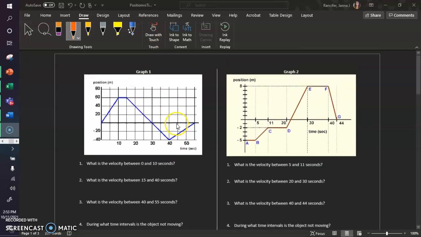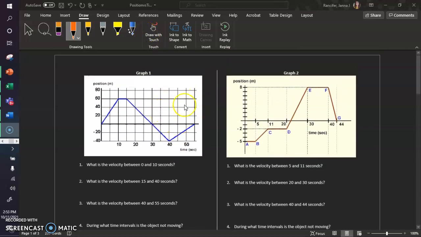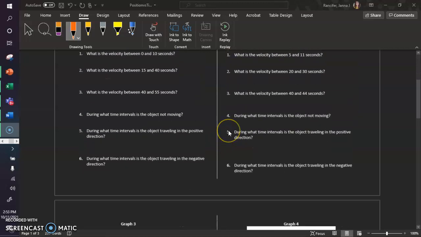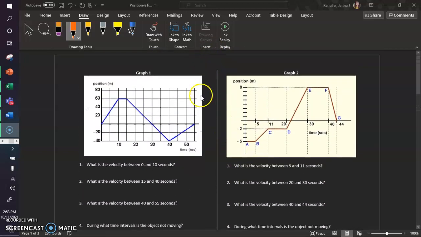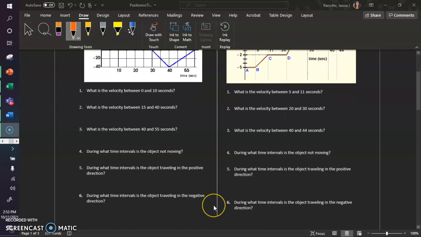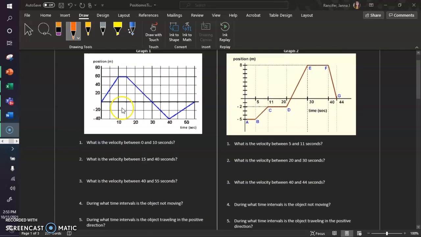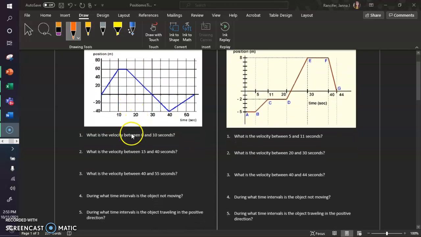Alright guys, in this video I'm going to show you how to do the graph challenges. You'll get these printouts in class and you're supposed to cut them in half and stick them into your notebooks, each on a different page. So we'll do this first graph challenge together.